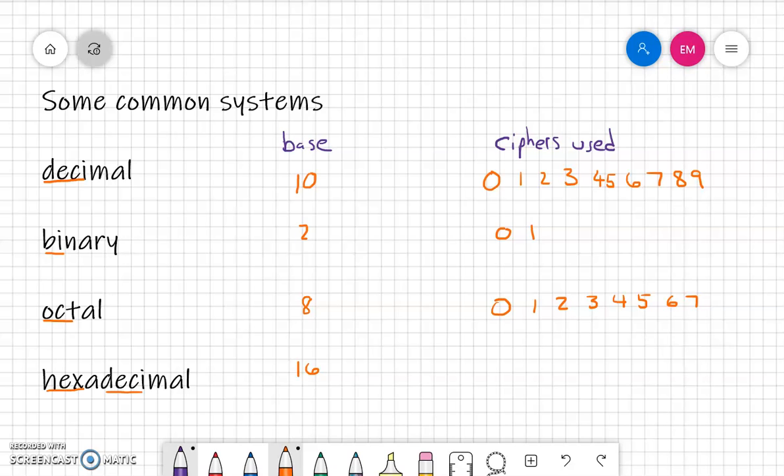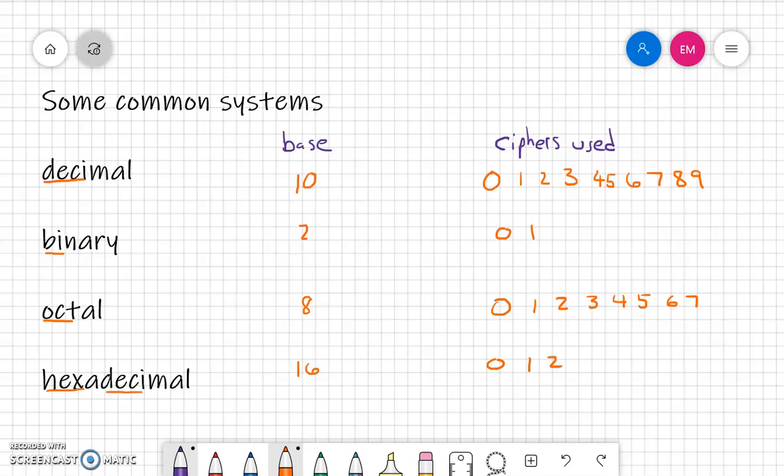In a hexadecimal system, we use the same ciphers. In fact, let me see if I can copy these ciphers right there. Well, it didn't work. All right, let's undo that. I'll just write them out.